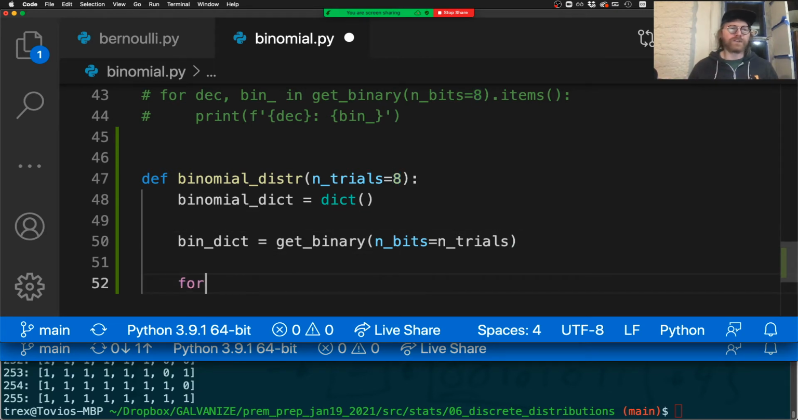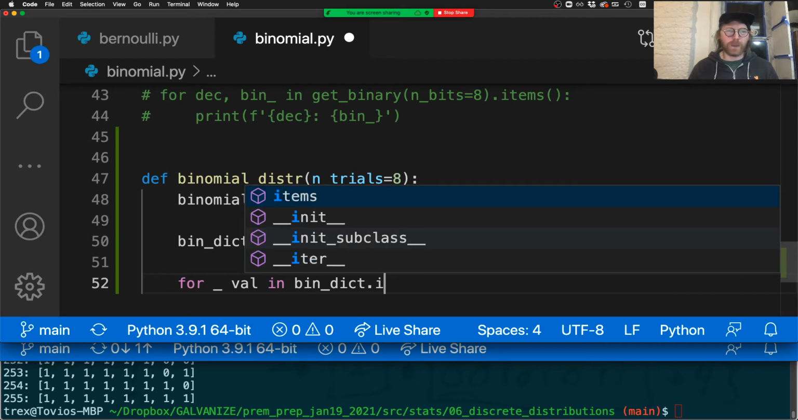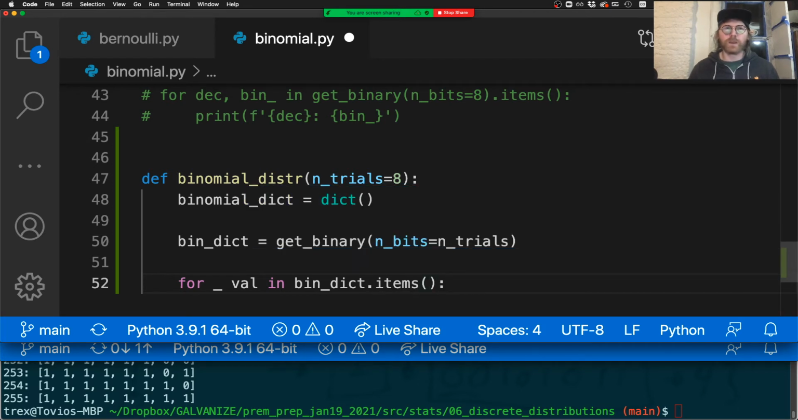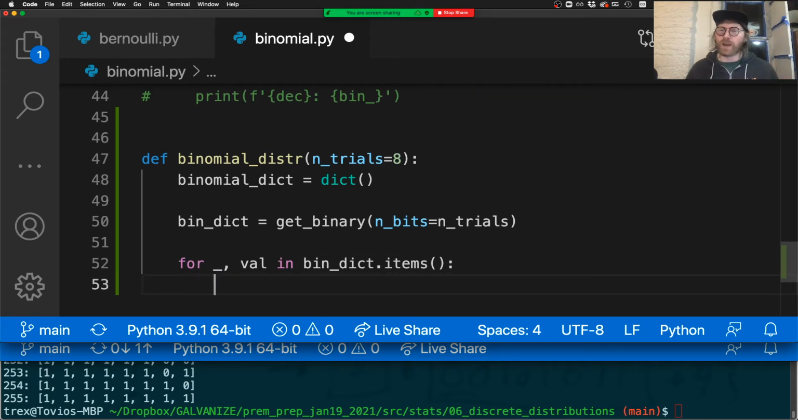Then all we have to do is traverse this binary dictionary, bin dict dot items. I don't need that decimal value, so I'm just putting an underscore here, underscore comma. We're just disposing of that. We're not collecting the decimal values. The translation between decimal and binary is not entirely relevant here, except for the building of the sample space.